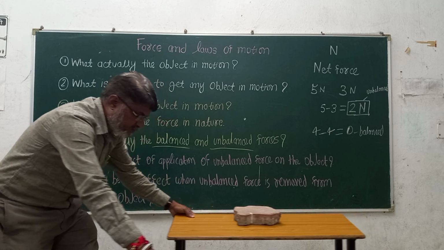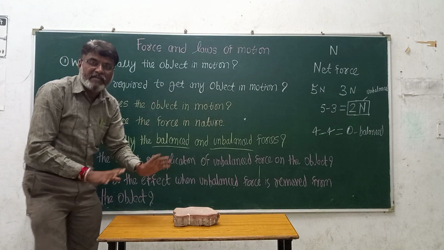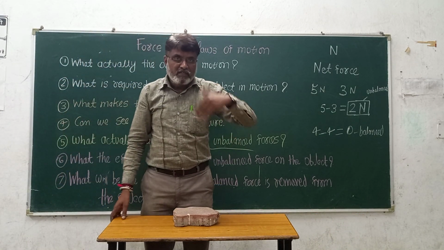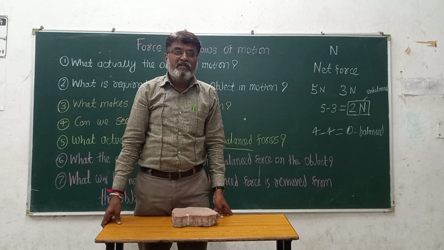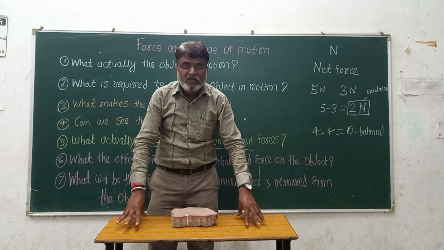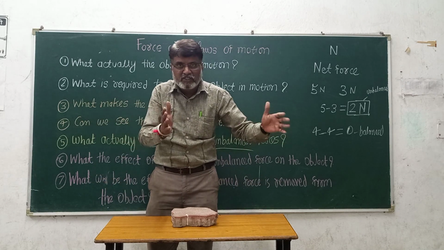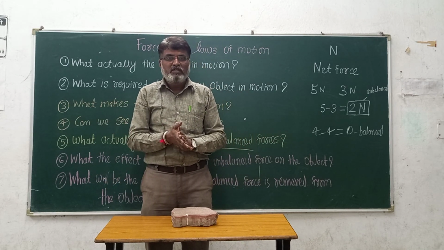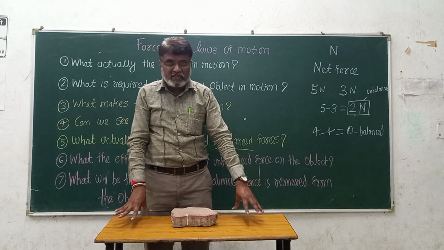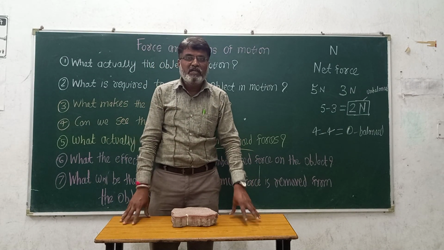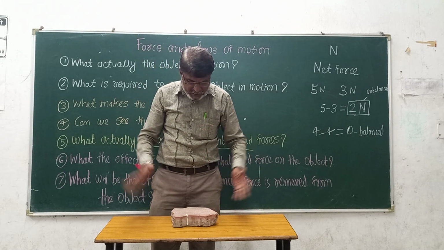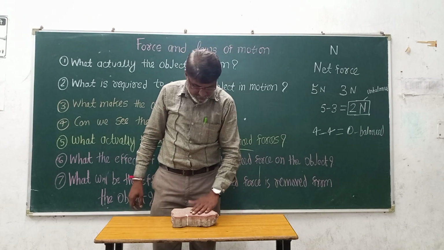This is the unbalanced force. It means the external force applied by me is more than the opposite force created by the table. So this movement is due to the unbalanced force, and the constant condition of the table is the balanced force. Take this brick also as an example.